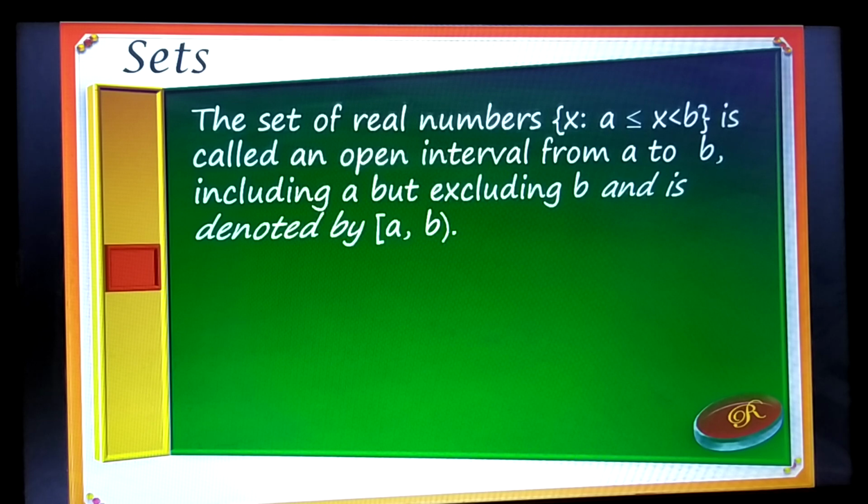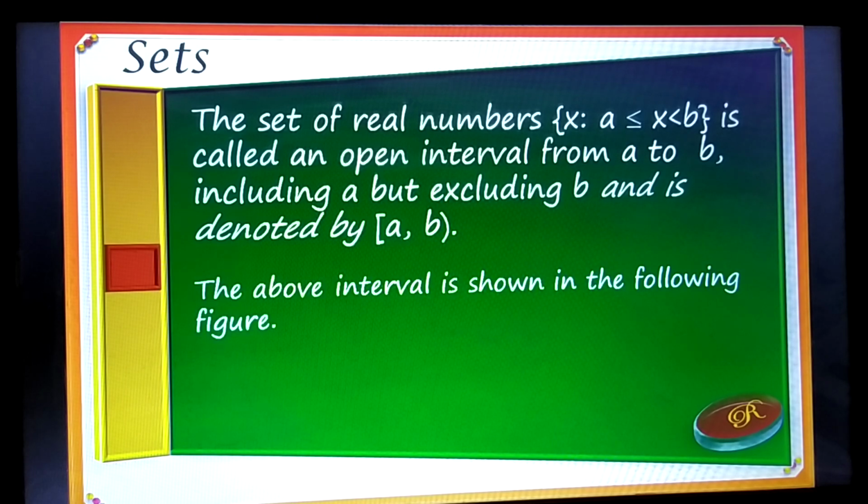The set of all real numbers x such that a is less than or equal to x is less than b is called a half-open interval from a to b, including a but excluding b, and is denoted by the interval from a to b. The above interval is shown in the following figure.